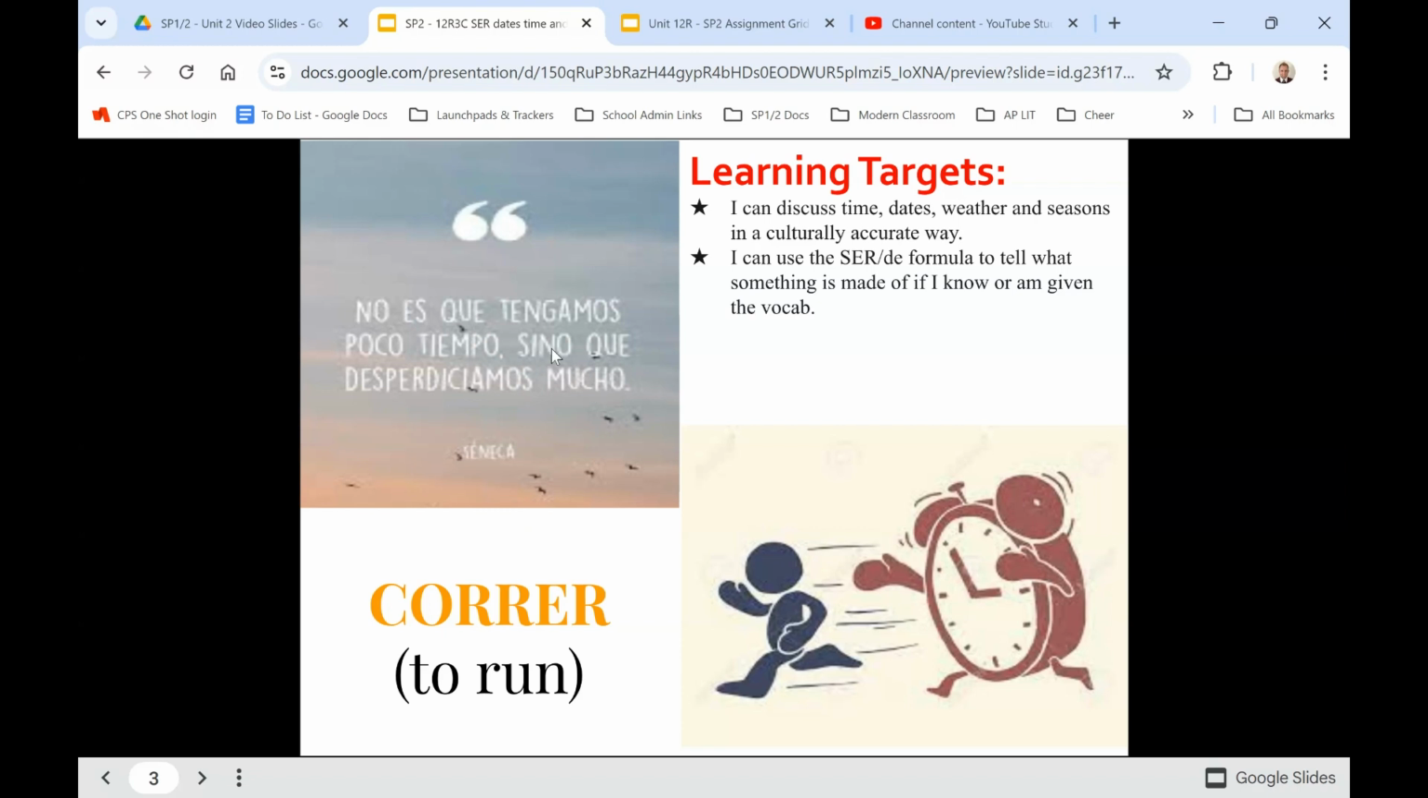It's not that we have such little time, it's that we waste so much of it. Let's not waste any time. Let's get right to it.